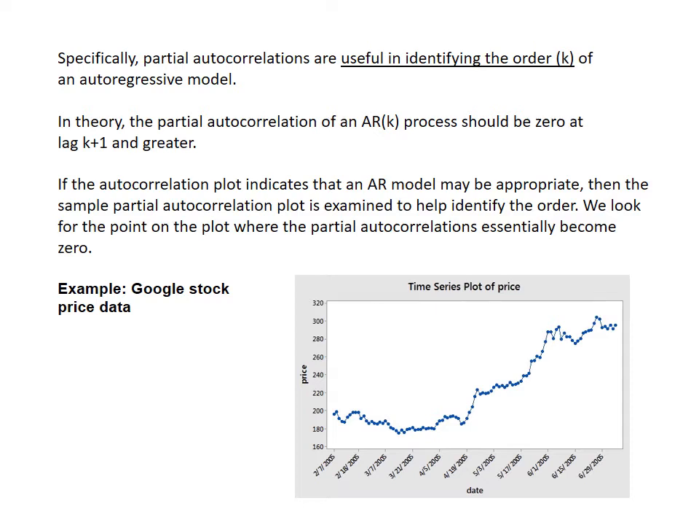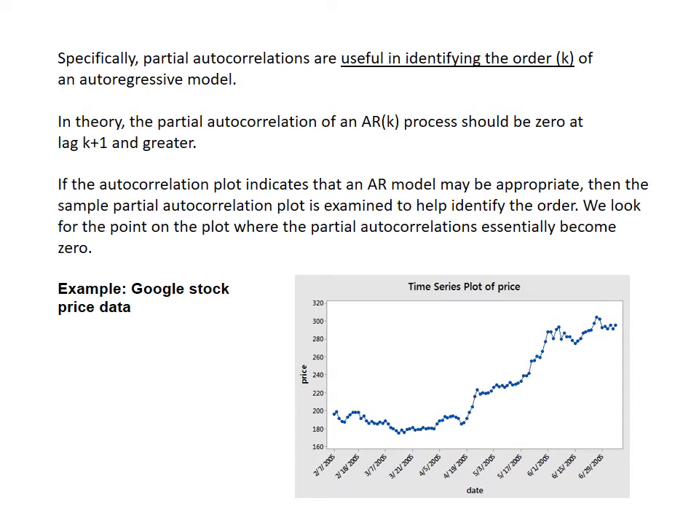So the partial autocorrelation function is mostly useful for our purposes in identifying the correct order or lag of an autoregressive model. In theory, the partial autocorrelation of any autoregressive process should be 0 at any lag that's k plus 1 and greater, right? Because we're only accounting for the correlation between the time series and lag k, and we're removing all other significant autocorrelation. So at any lag greater than k plus 1, by definition, we're assuming that the partial autocorrelation function would be 0.